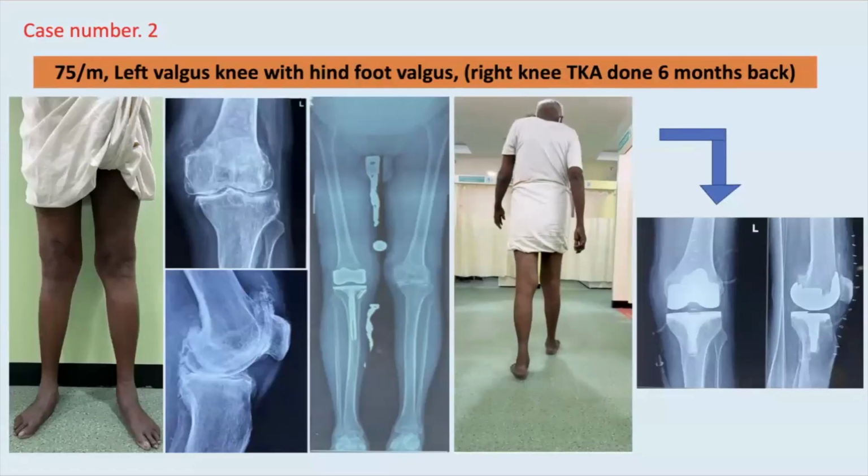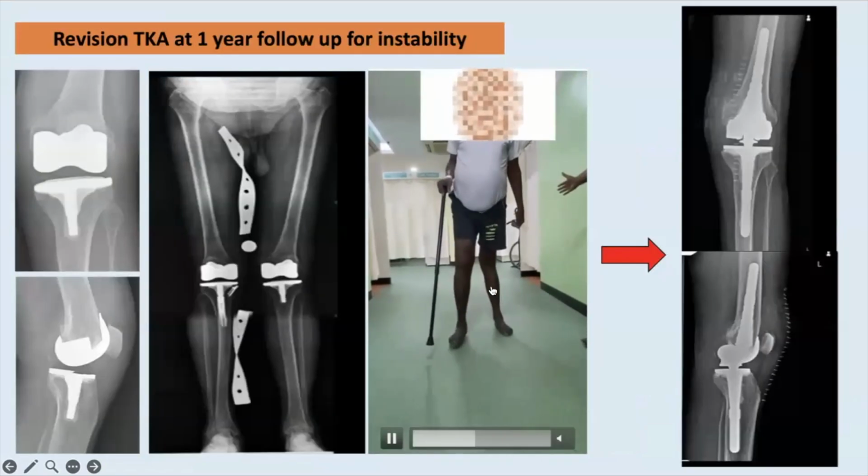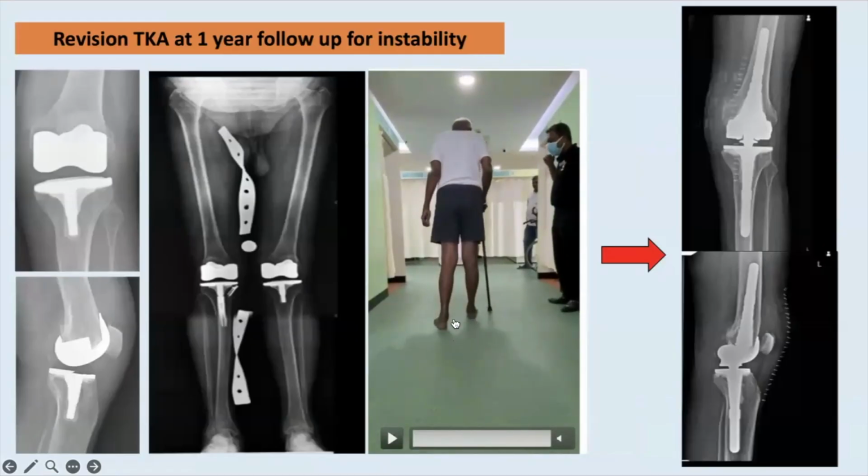And this is quite an interesting case. This is a gentleman who had a left-sided valgus knee with hindfoot valgus, and he underwent a primary total knee arthroplasty. Following 6 months, he developed significant laxity on the medial side. You can see there is medial side instability with recurvatum, and probably this patient had significant hindfoot valgus also, and this was contributing to the MCL laxity. This patient failed with the MCL laxity on the medial side, and we revised to a hinge knee 1 year after the primary index surgery.